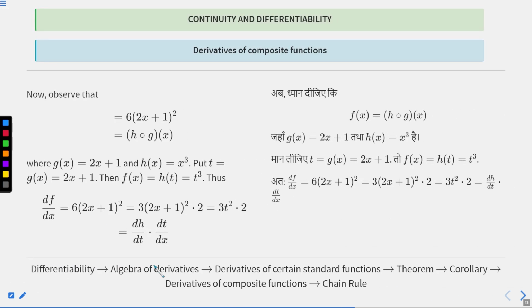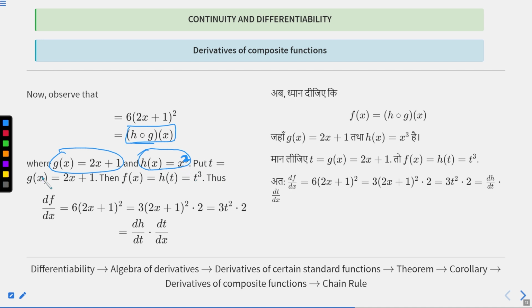Okay. So what is happening? I am taking g(x) as 2x plus 1 and h(x) as x square. Okay. It will be x square, not cube. Otherwise this will not follow.